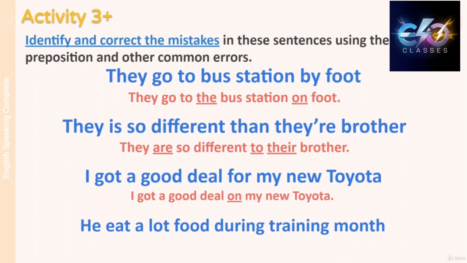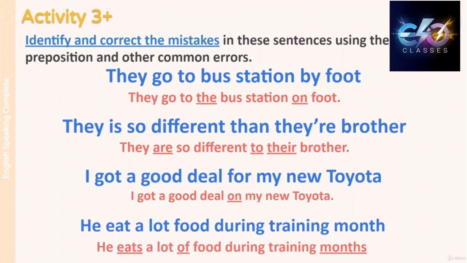Okay, last one. He eat a lot of food during training month. Sounds like there's lots of mistakes here. So here we go. He eats, of course, the verb form here needs to change. He eats. He is a singular pronoun. He eats a lot of food during training months, of course, plural months.